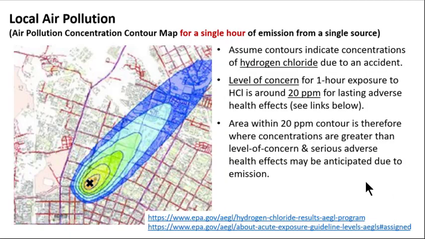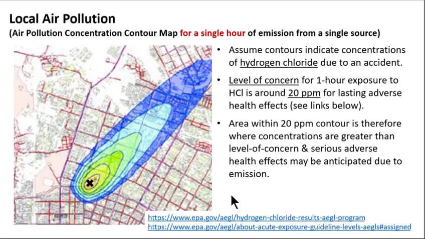These types of visuals, assuming the information is available to calculate a concentration field to construct it, can then be used to infer where concentrations are above or below a level of concern for adverse health outcome or other adverse health effects. For example, imagine the pollution plume in this visual corresponds to an accidental release of the pollutant hydrogen chloride from some industrial facility.